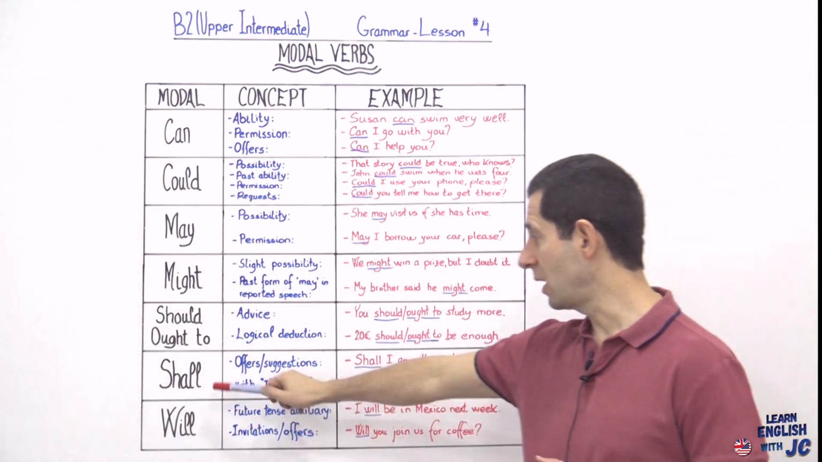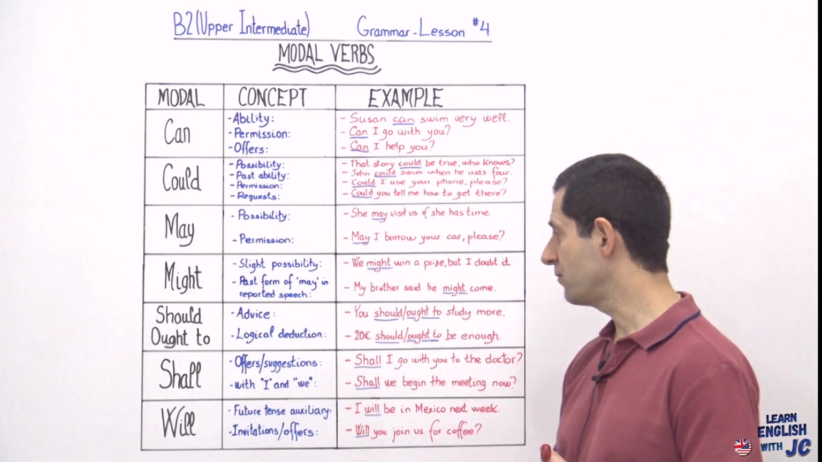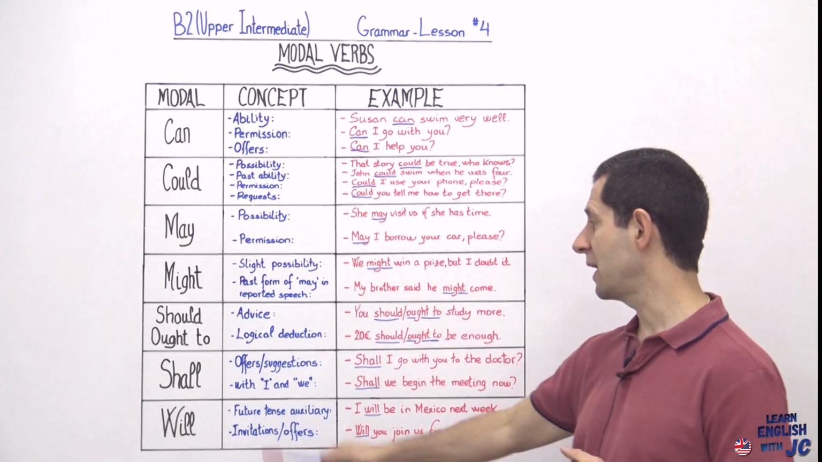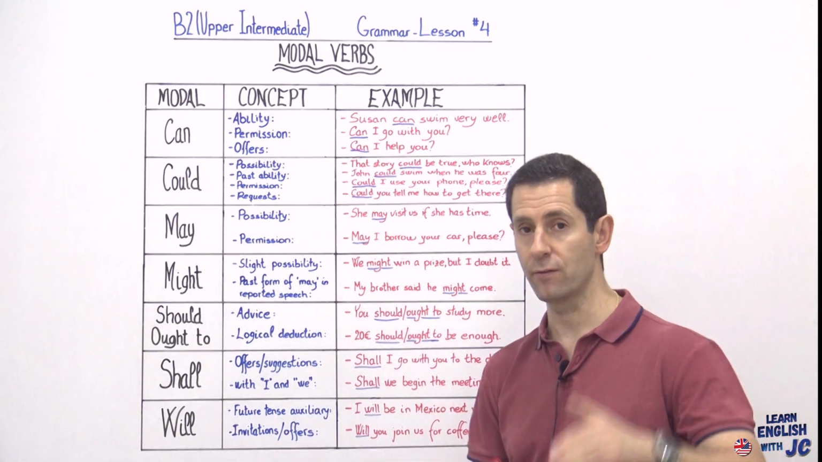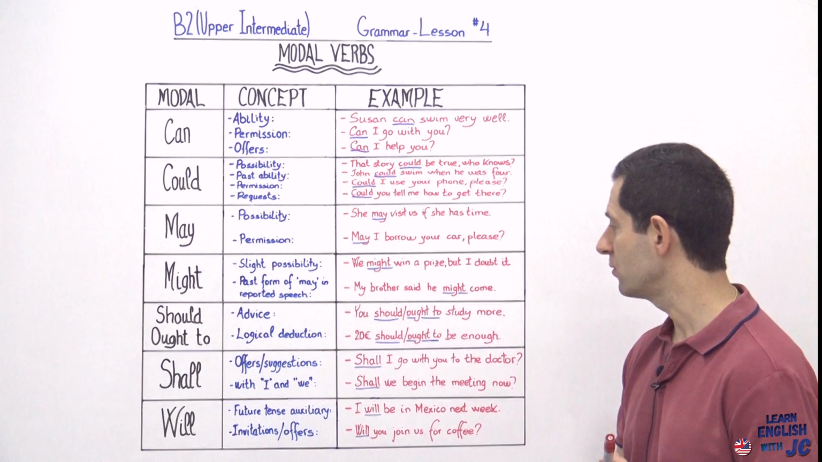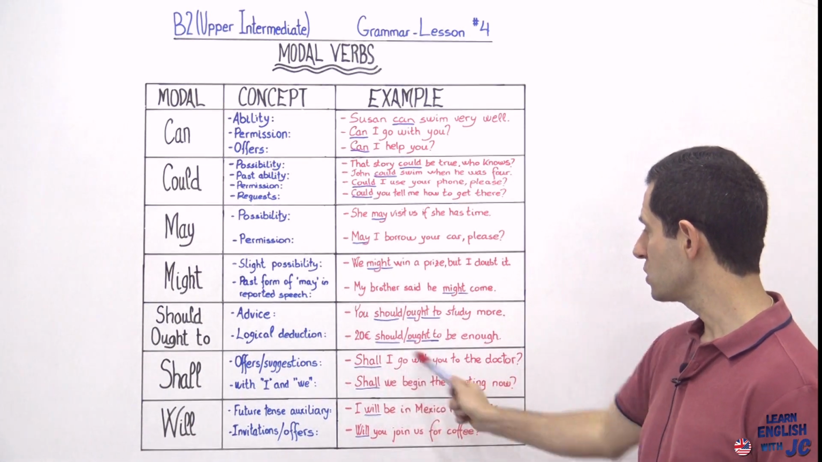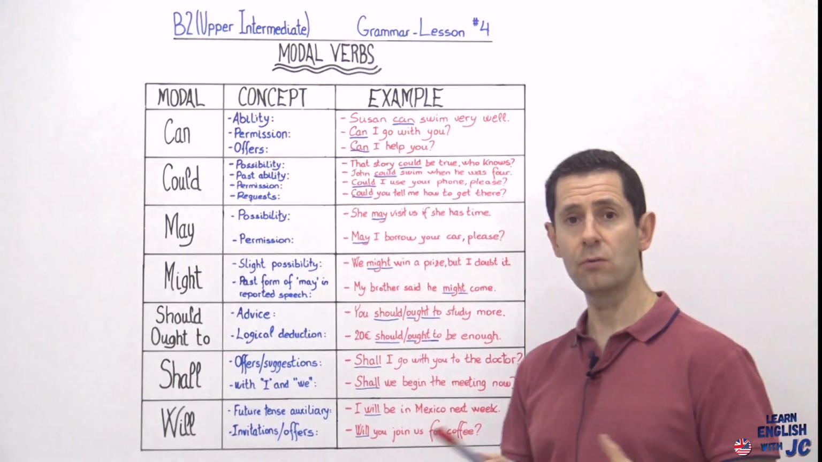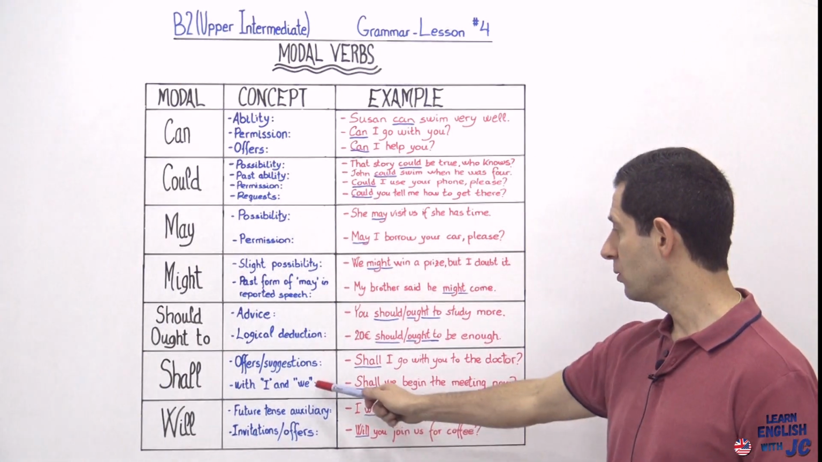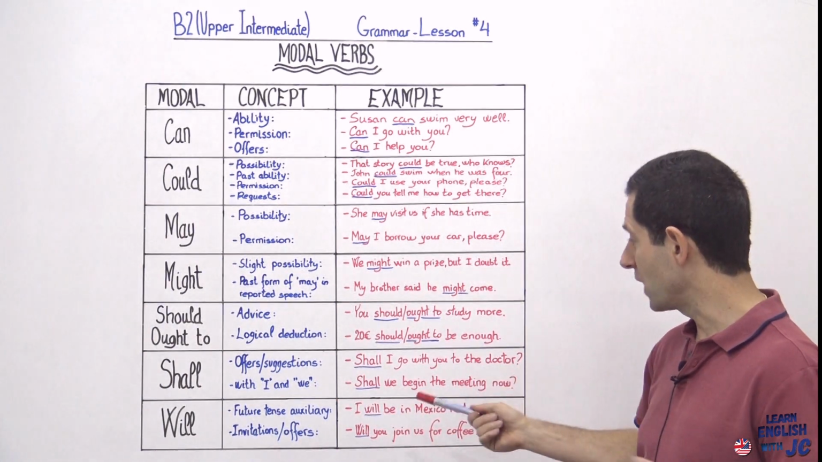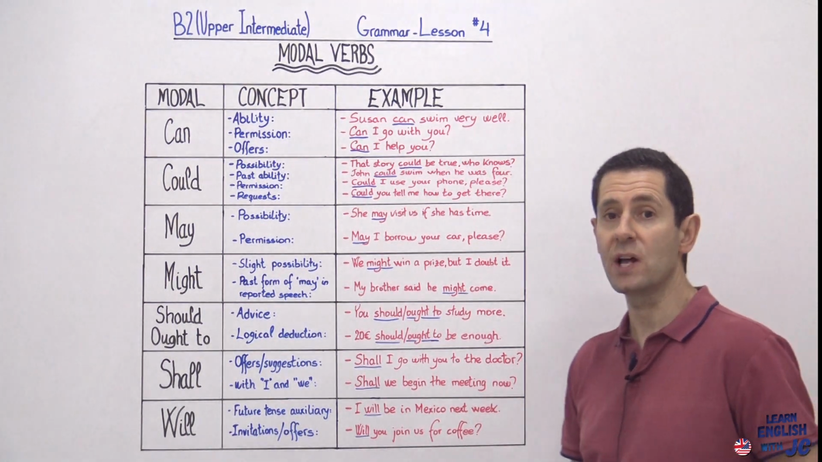All right, now shall. Shall is used for offers or suggestions, and also with I and we, the first person singular and the first person plural. For instance, with offers and suggestions, we have: shall I go with you to the doctor? And with I or we, you could say, shall we or shall I begin the meeting now?